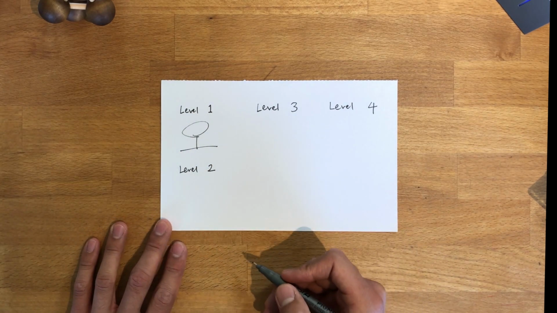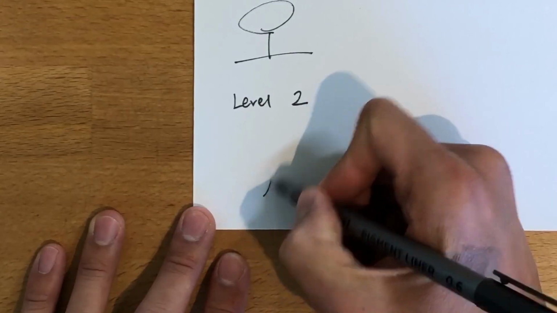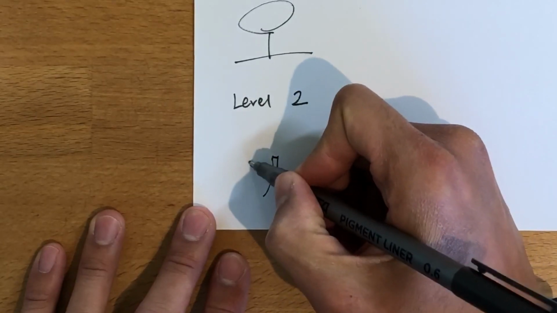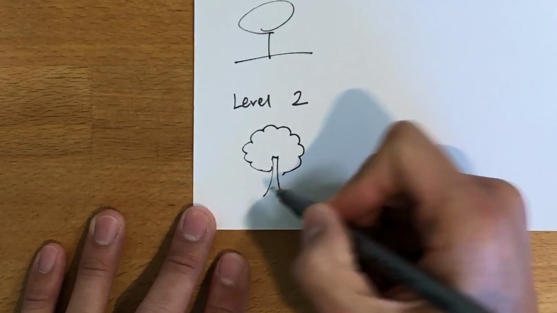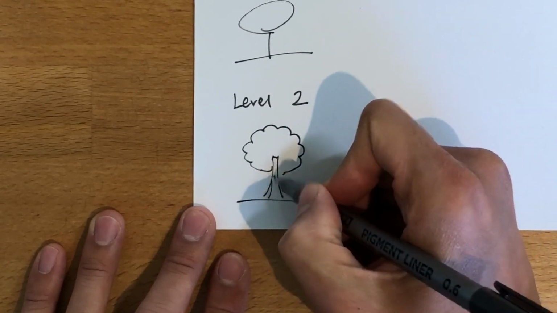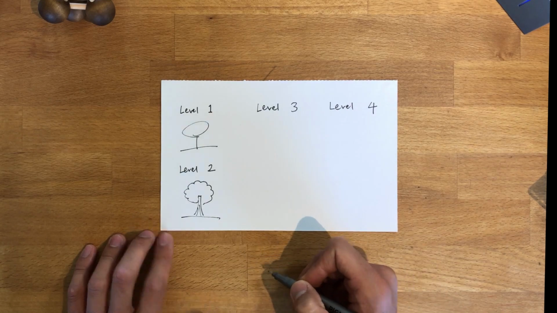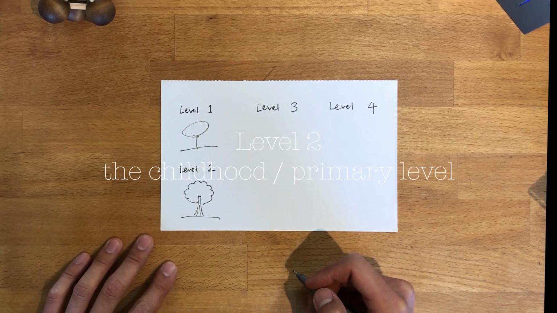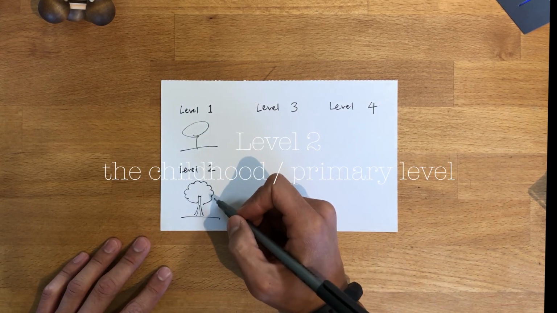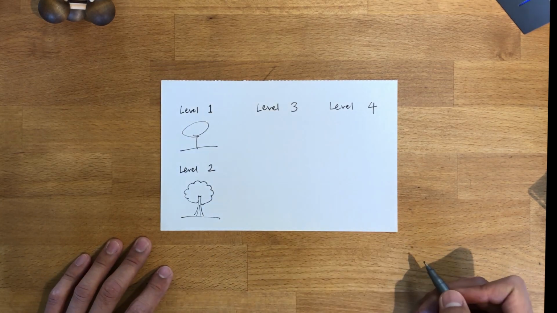So moving on to level 2, it's going to go beyond a little bit of simple geometry, giving a bit of shape to the leaves. This is what I call the childhood level, or the primary level. I used to draw trees like this as a kid. There you go, that's level 2.